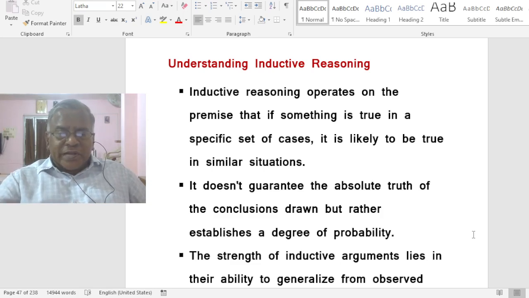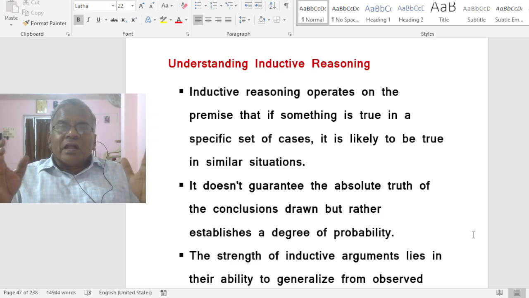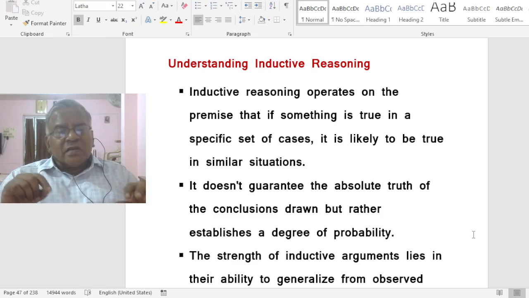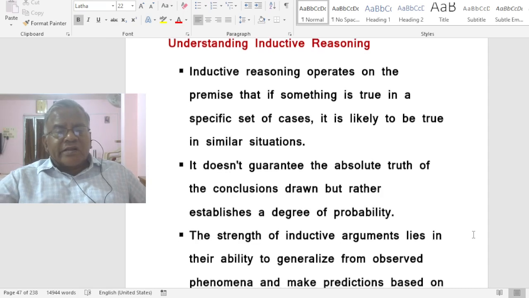Likewise, you take this example of the coin. You take 10 coins from a bag, and you see all the coins are 2 rupee coins. So, you tend to think that the entire bag is full of 2 rupee coins. You come to a conclusion like that. So, if something is true in a specific set of cases, it is likely to be true in similar situations. That is called inductive reasoning.